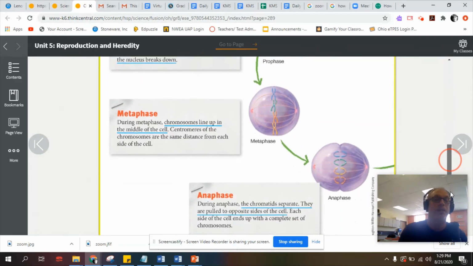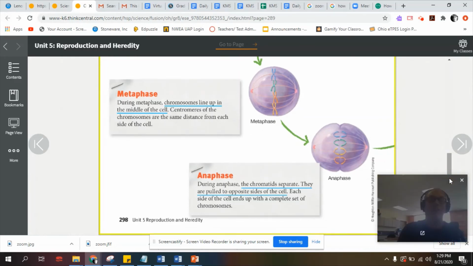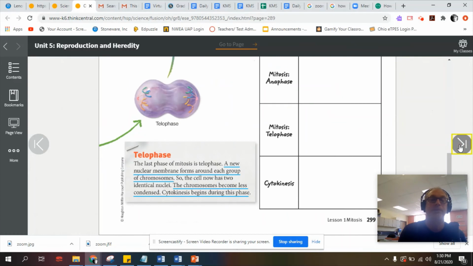Let's look at what happens in metaphase. During metaphase, chromosomes line up in the middle of the cell. Centromeres of the chromosomes are the same distance from each side of the cell, hence the middle. Anaphase. During anaphase, the chromosomes separate. They are pulled to opposite sides of the cell. Each side of the cell ends up with a complete set of chromosomes. Okay.